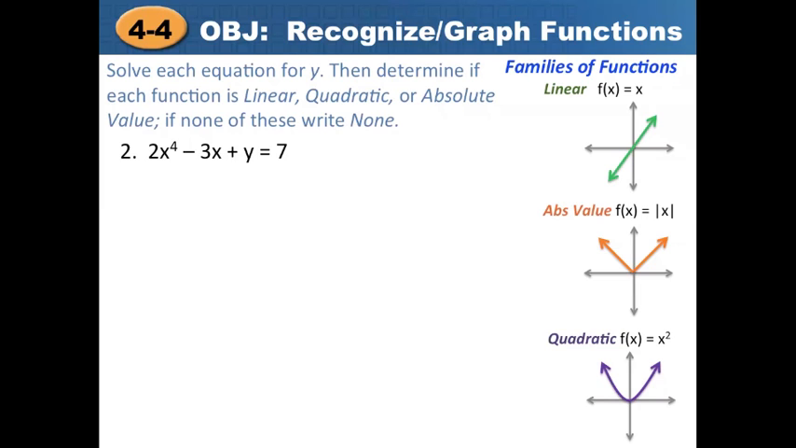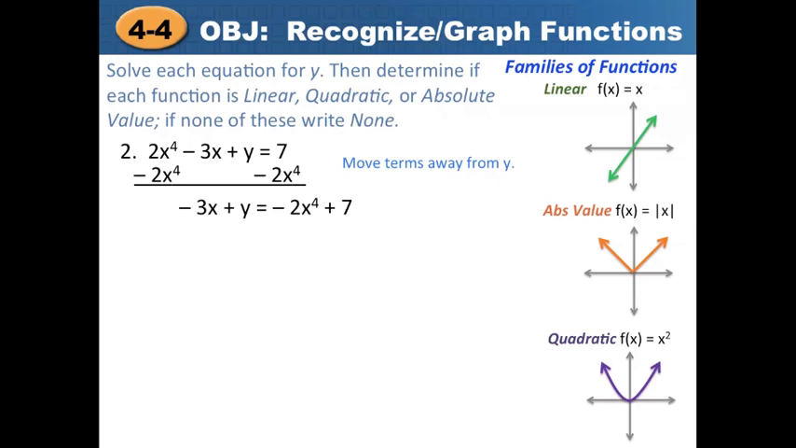Example number 2. Copy this to your notebook paper. We have 2x to the fourth minus 3x plus y equals 7. In order to solve for y, we'll need to move the terms away from y. So do that by first subtracting 2x to the fourth. We have negative 3x plus y on the left. Put your terms in the correct order, so the negative 2x to the fourth will go first, and then plus 7.